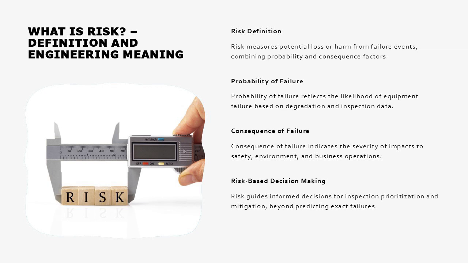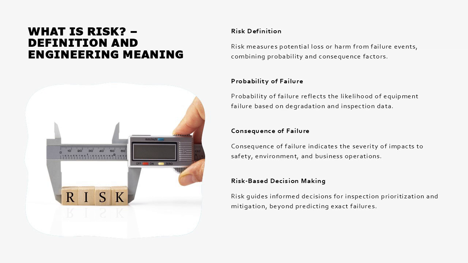Probability of failure reflects the likelihood that equipment will experience a loss of containment or functional failure within a specified time period, based on degradation mechanisms and inspection effectiveness. Consequence of failure reflects the severity of the outcomes associated with that failure, including impacts to safety, the environment, and business operations.